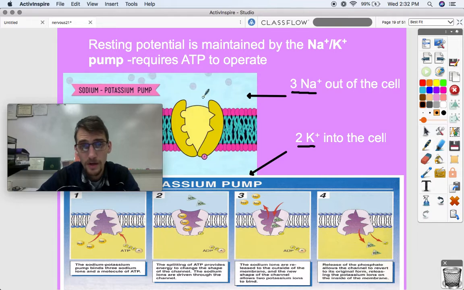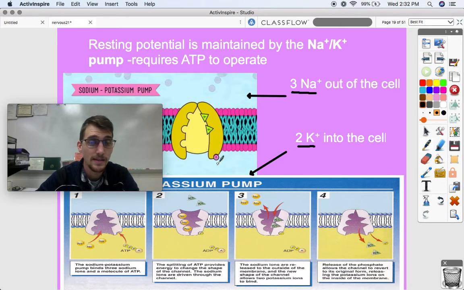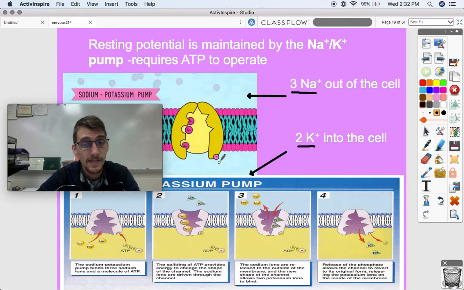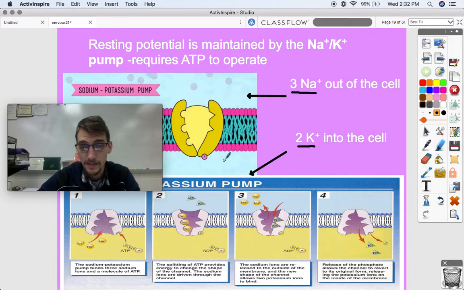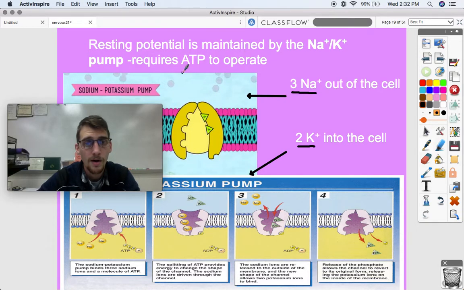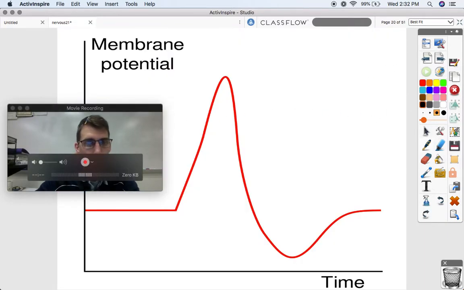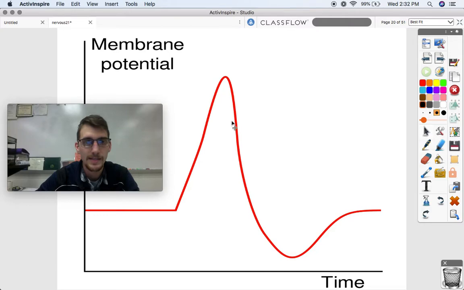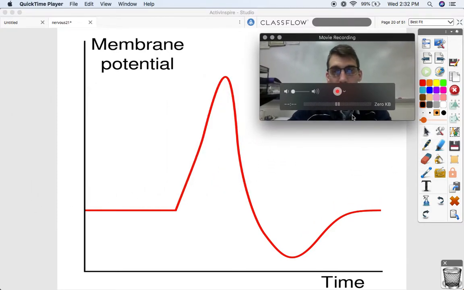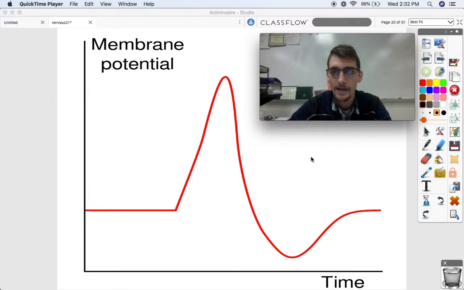And so long as sodium's on the outside and potassium is on the inside, we'll probably stay right around negative 70 and stay at resting potential. Okay, so our sodium-potassium pump is going to come back into the picture later on. All right, so what we're looking at here, I'm going to be filling this out, and hopefully you have a copy of this. I'm going to be filling this out as we discuss the action potential, and we're going to walk through each of the steps of this.